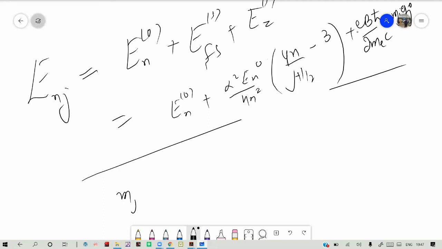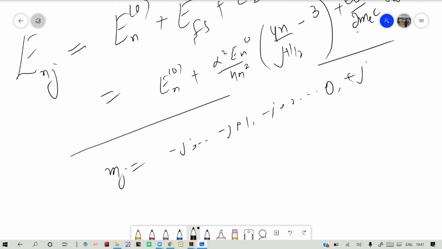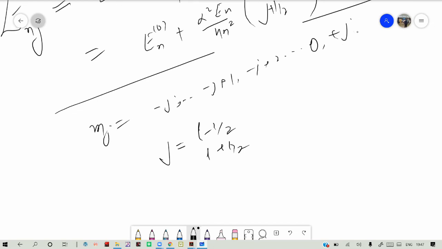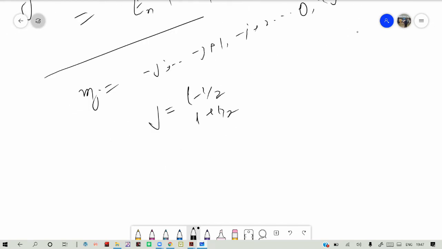That MJ, you all know that it goes from minus J to minus J plus 1, minus J plus 2, up to 0, then up to plus J. And the spacings between the sub levels after splitting are not the same here, because J changes, L minus half and L plus half. So when it changes, we have different values of the energy level.